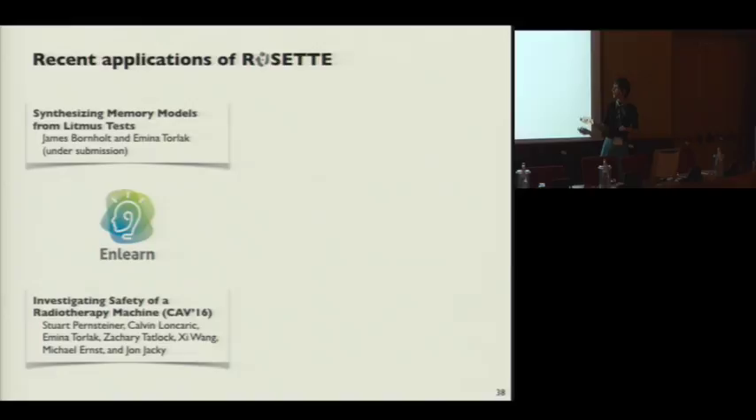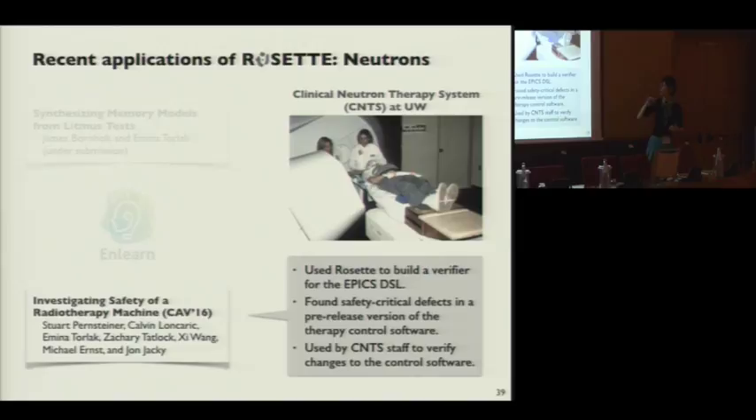So a bunch of colleagues and myself have been working on a new approach for verifying end-to-end properties of cyber-physical systems. End-to-end means that we want to be able to verify properties that span not only the software, but the hardware and the physical components of the system. One particular system that we have been focusing on is called CNTS. This is the Clinical Neutron Therapy System at the University of Washington. It is a type of radiation therapy machine that treats certain kinds of cancers with neutron radiation. This machine has been in operation for 30 years.